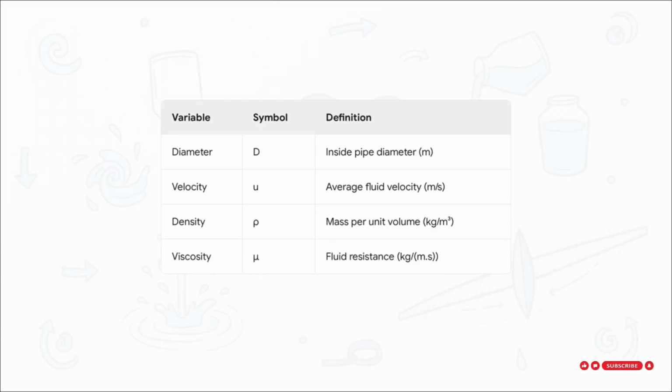It all boils down to this incredibly useful equation. Reynolds number equals D times U times rho, all divided by mu. Let's break that down real quick. D is the inside pipe diameter in meters. U is the average fluid velocity. Rho is the fluid's density. And mu is the fluid's viscosity, which is just a fancy way of saying its resistance to flow. Literally, if you have these 4 variables, you can predict any fluid's behavior.